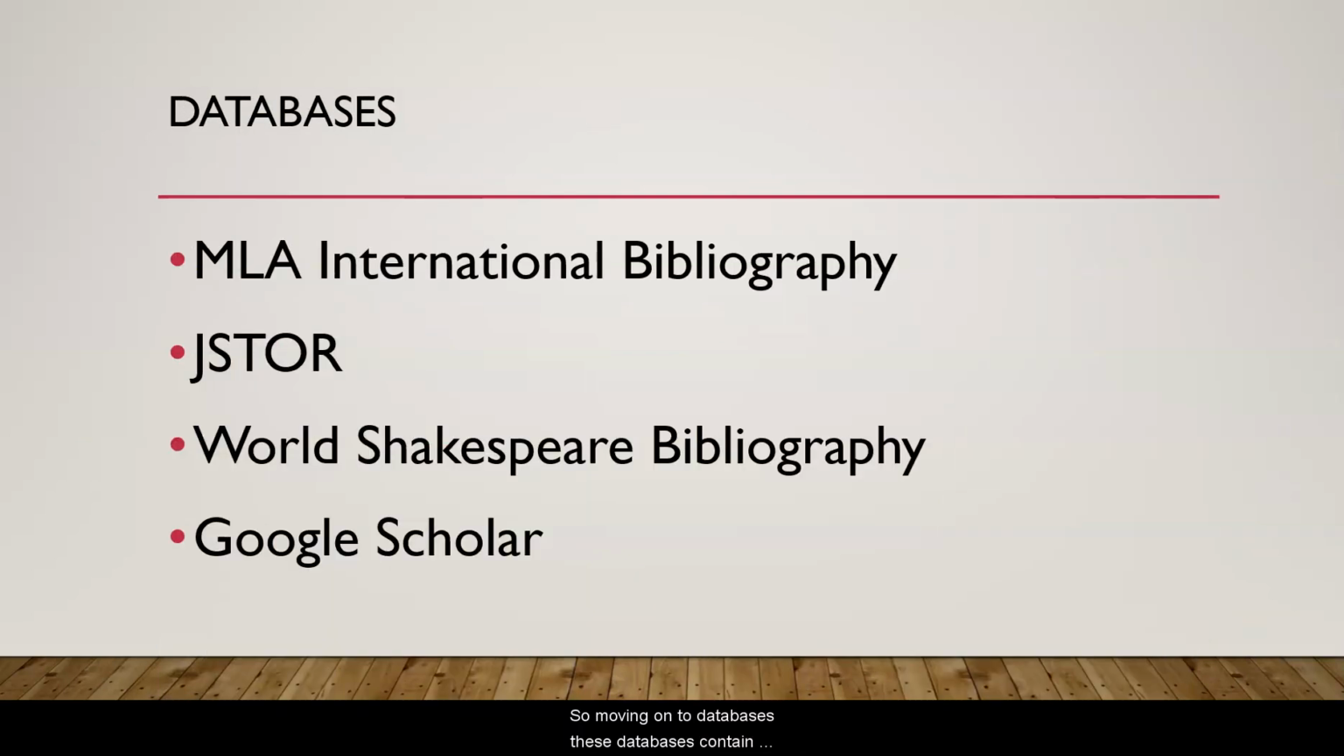So moving on to databases. These databases contain mostly articles, but you may also find some book chapters in there. So the biggest literature database is the MLA International Bibliography. MLA stands for Modern Language Association. They're the same organization that creates the MLA Citation Manual. Each of these 4 databases is pretty different from each other. So I want to give you a brief tour of each.